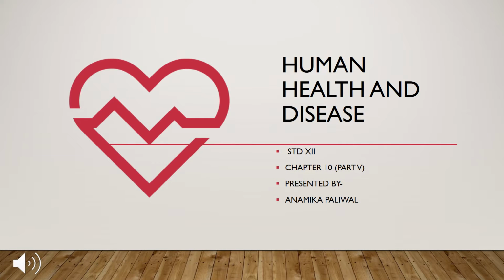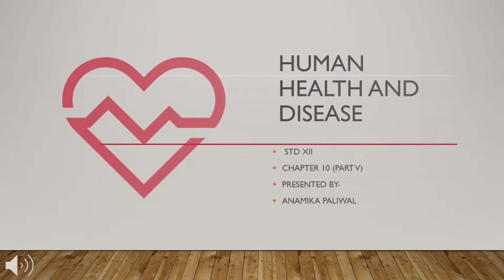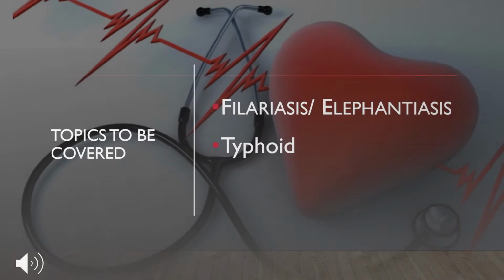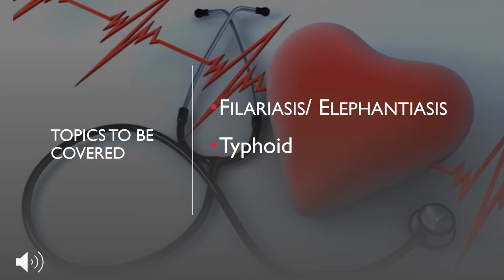Human Health and Disease Chapter 10 Part 5. So today let us study about some more types of common disease. Today we will be studying about two more important diseases which are affecting the population on a very severe basis. So number one, that is filariasis. It is also known as elephantiasis, and number two, typhoid. So let us study about these two.